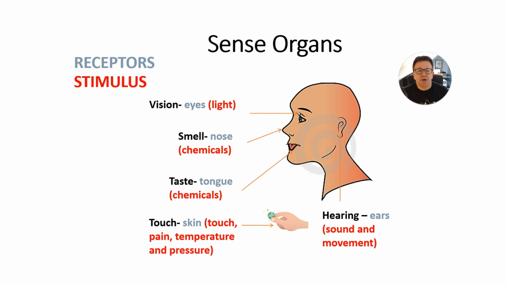Sense organs are another thing that they like, particularly with foundation students. You need to know about the different senses, the receptors, and the stimuli. Vision is the eyes and light, smell is your nose, which detects chemicals, taste is your tongue, which detects chemicals, touch is the skin, which detects touch, pain, temperature and pressure, and hearing is your ears, which detect both sound and movement.